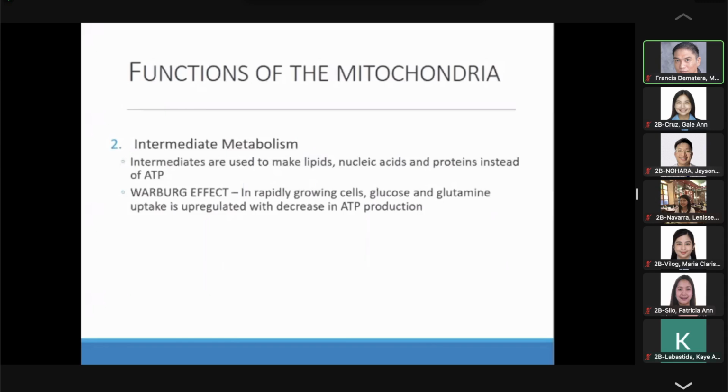Next, we go to intermediate metabolism. Instead of ATP production, the intermediates produced in the Krebs cycle are shunted to form lipids, nucleic acids, and proteins. We have what we call the Warburg effect, wherein in rapidly growing cells, glucose and glutamine uptake is upregulated with decreased ATP production. This can occur in benign or malignant cells.